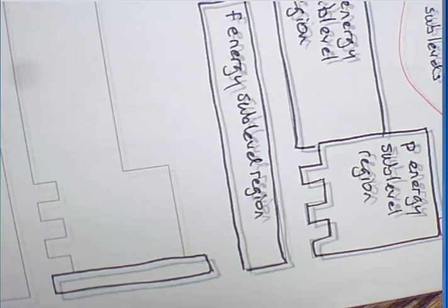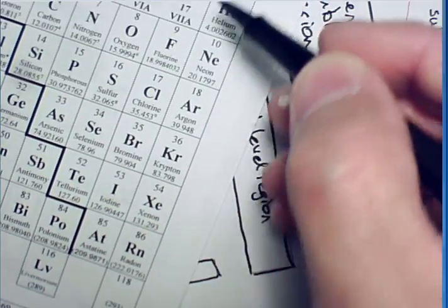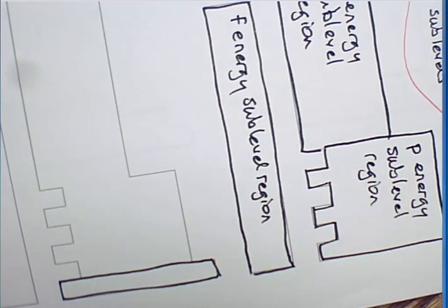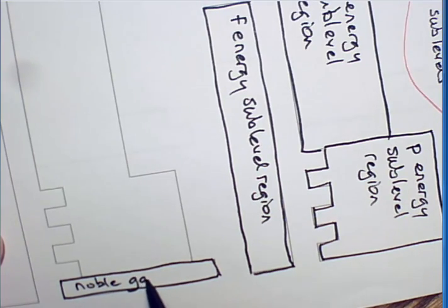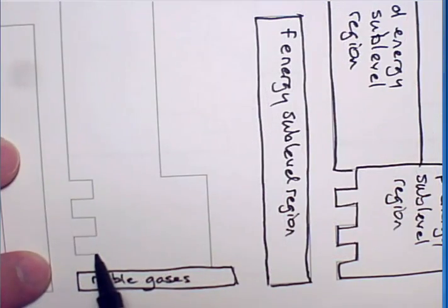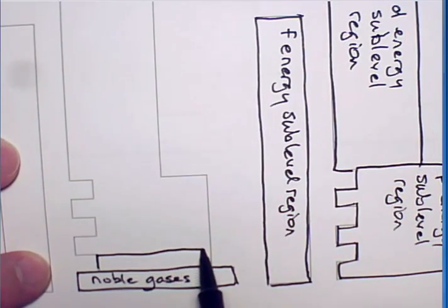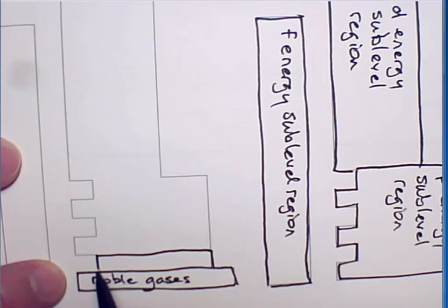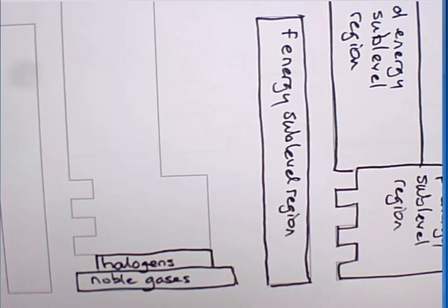Over here, you know what those are called, right? These are all noble gases. Yep, that's right. Noble gases. This column next to the noble gases, these are the halogens. Halogens.